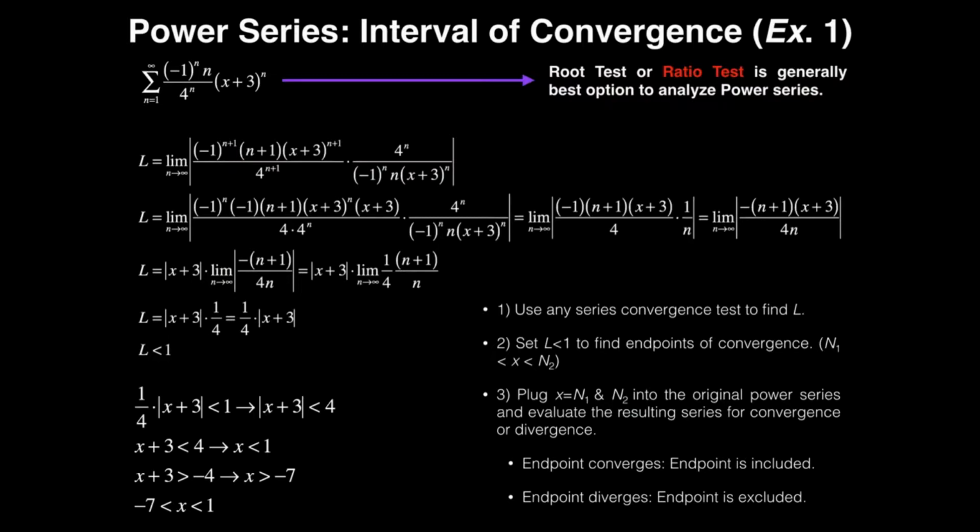In this video, we have a power series, a series from n equals 1 to infinity of negative 1 to the n times n divided by 4 to the n, and then times x plus 3 quantity to the n power. And we're asked to determine the interval of convergence for this power series.